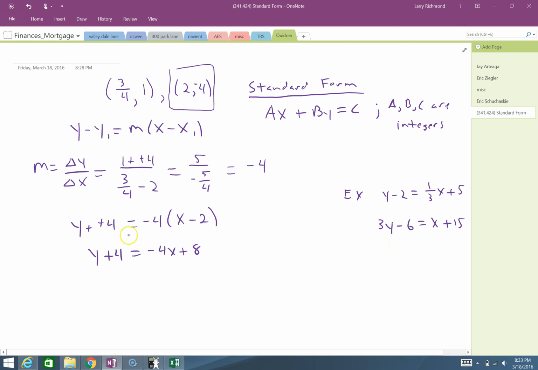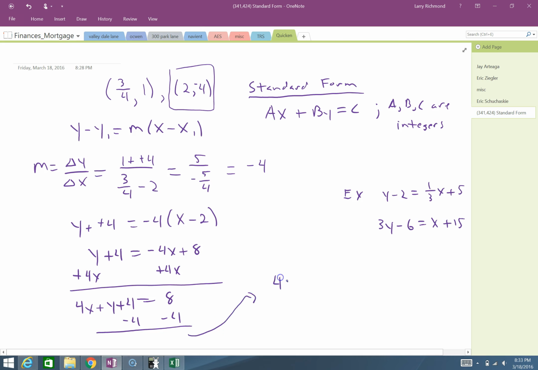Here I want to get the x on this other side because that's what my standard form looks like. So I add 4x to both sides. This cancels and leaves 8. 4x plus y plus 4. They're all in like terms. I can't combine. Now I need to subtract that 4 on both sides. So I'm left with 4x plus y equals 4.